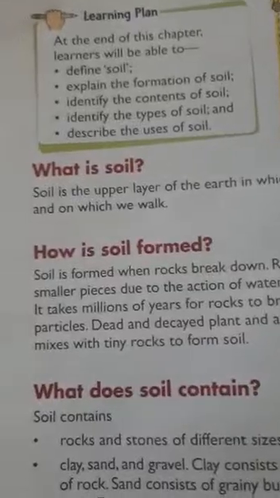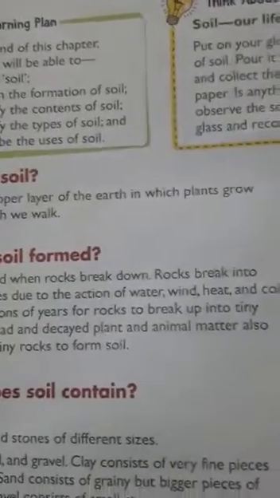So now we will see how soil is formed. Soil is formed when rocks break down. Rocks break into smaller pieces due to the action of water, wind, heat, and cold. It takes millions of years for rocks to break up into tiny particles. And dead and decayed plant and animal matter also mixes with tiny rocks to form the soil.